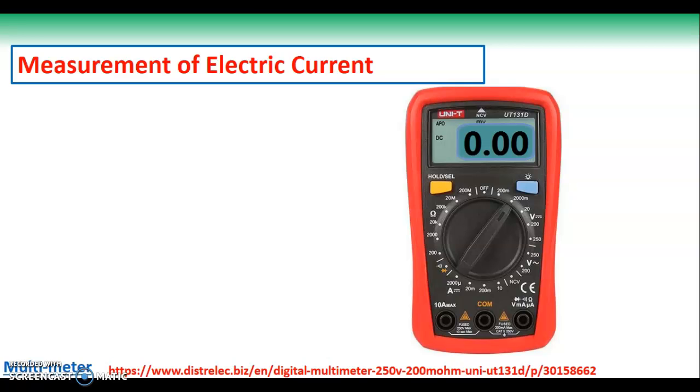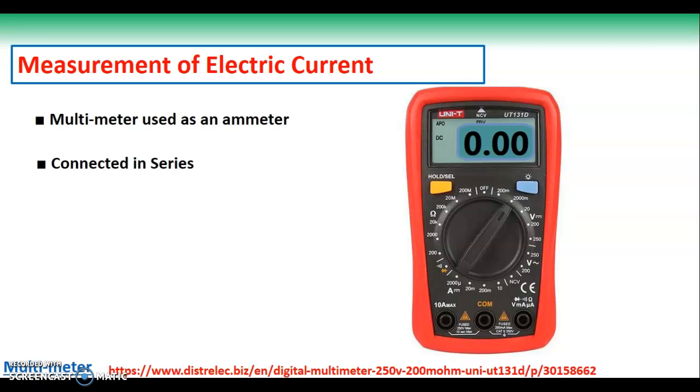Measurement of electric current. Multimeter used as an ammeter. So we measure an electric current by using the shown multimeter aside, which is used as an ammeter by adjusting it on the right scale. It is connected in series.